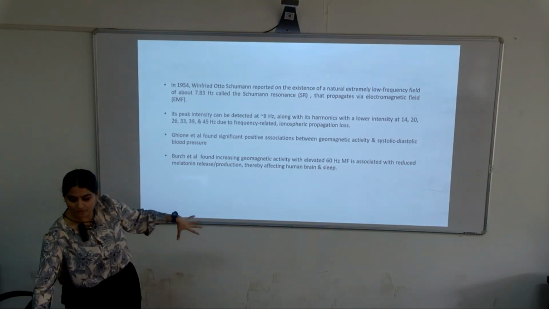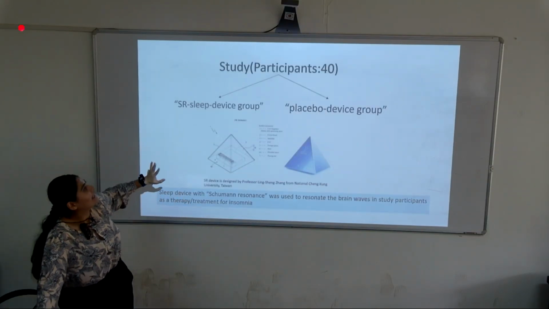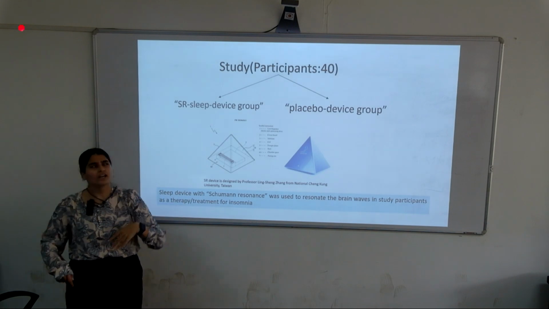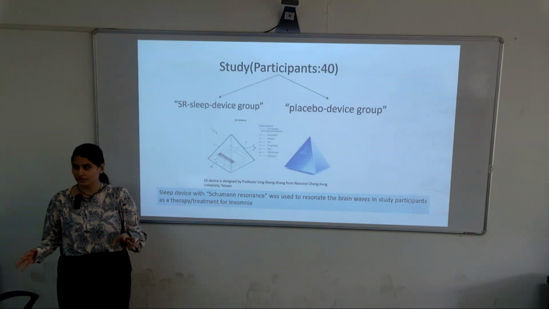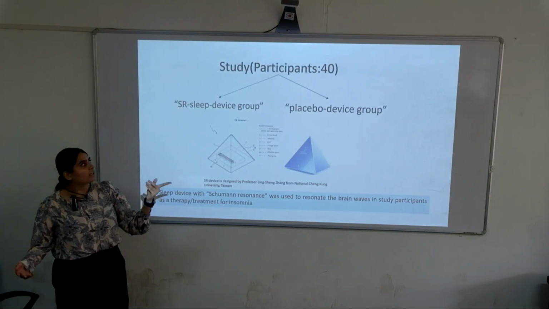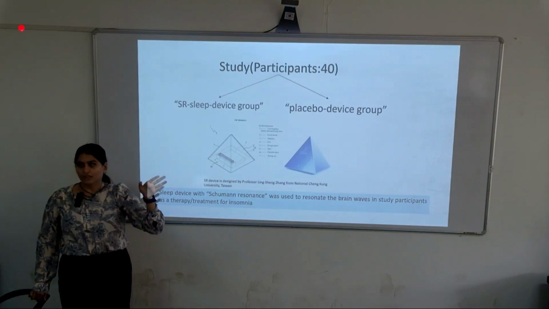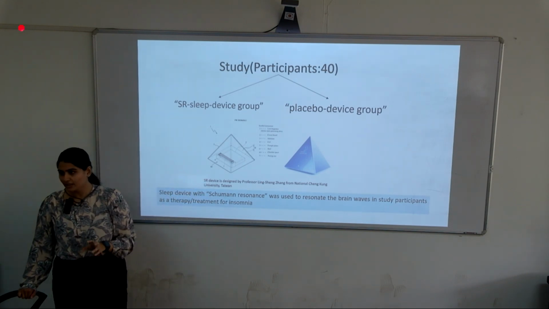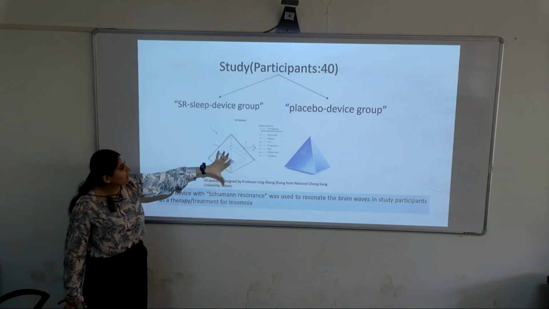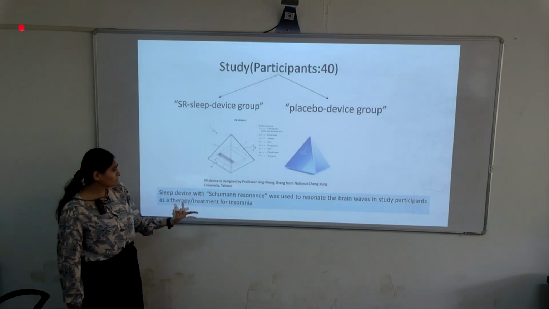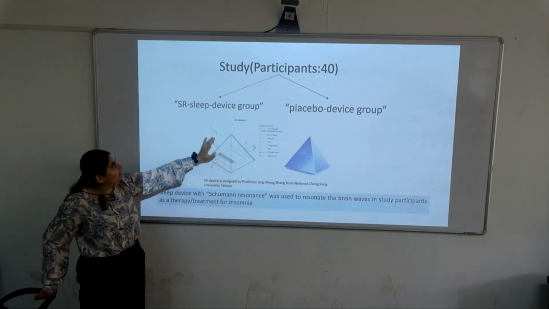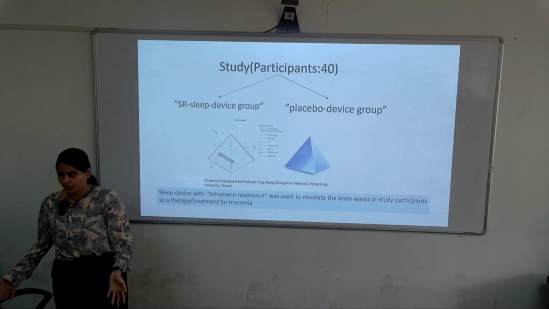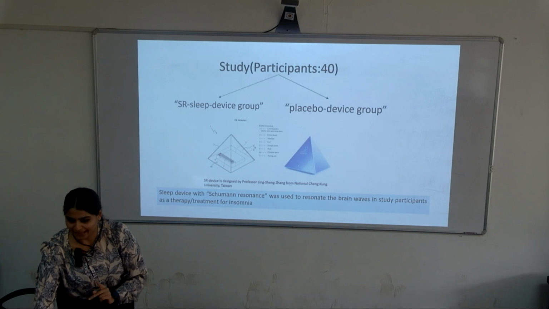So, accumulating all of these reports and evidence, they suggested a study where they took 40 participants, who were not different from each other, and they did a double-blind study with a control group as well. By the way, this paper was published in Taiwan, and there was a device invented which used Schumann resonance. This was given to the SR sleep device group, and the other was a placebo group, where the frequency was not emitted. Now she will continue with the mechanism.